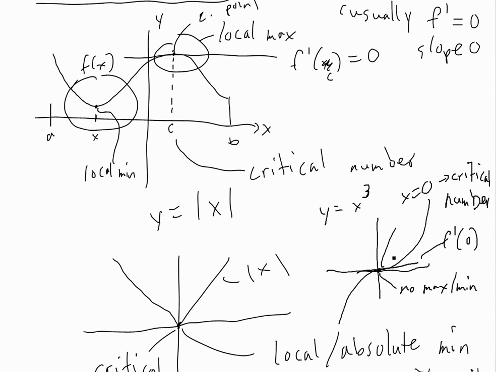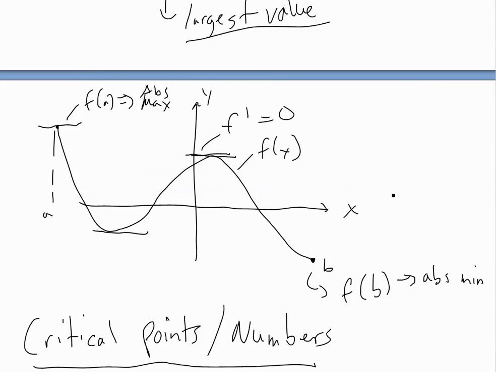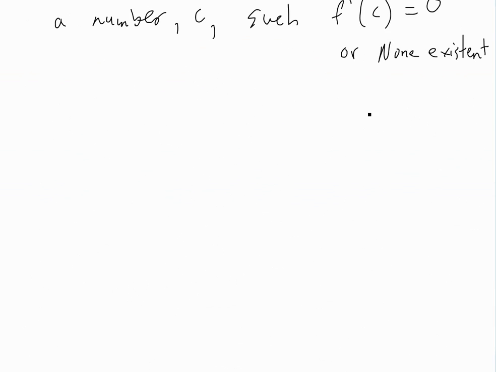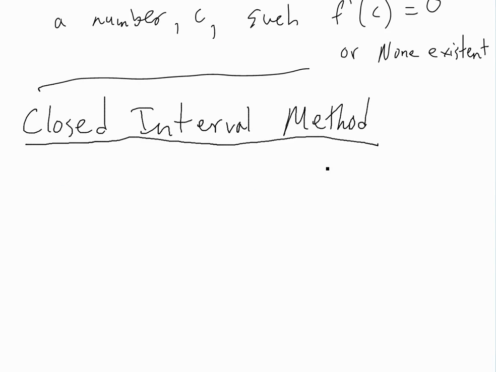It's a number. Okay, now to determine the absolute max and minimums, we are just going to use the closed interval method. Let's write that down. The closed interval method is for finding the absolute max and min.